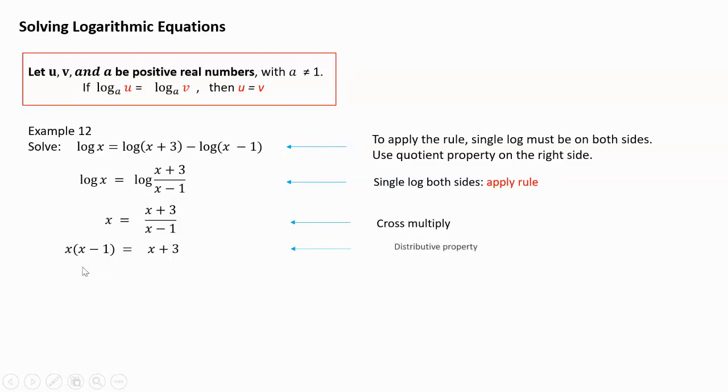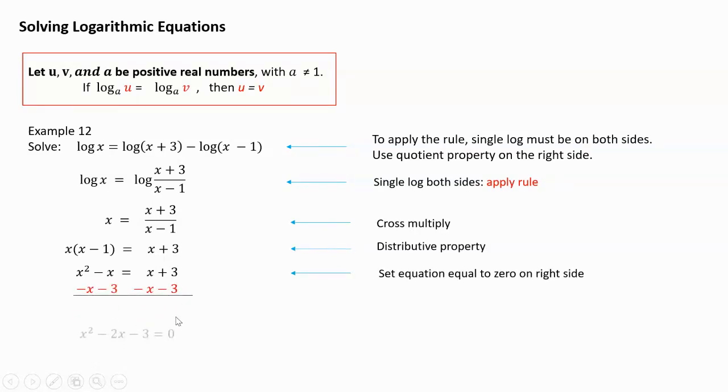So now we have to distribute. X times x is x squared, right? And x times negative 1 will give us negative x. So now we have to set the equation to 0. So we're going to subtract negative x and negative 3 from both sides. That way it gives us a 0 on the right side. But on the left side, we have x squared minus 2x minus 3 equals 0. Now we have to factor.